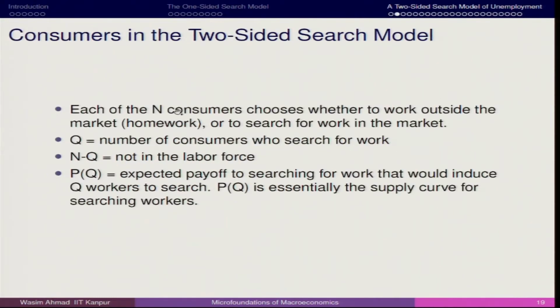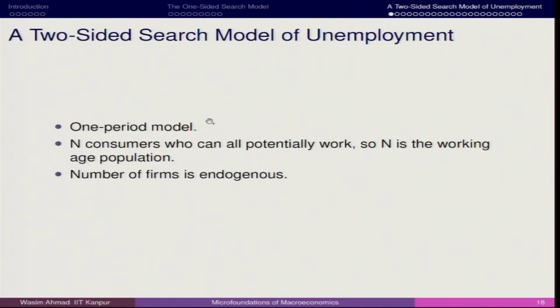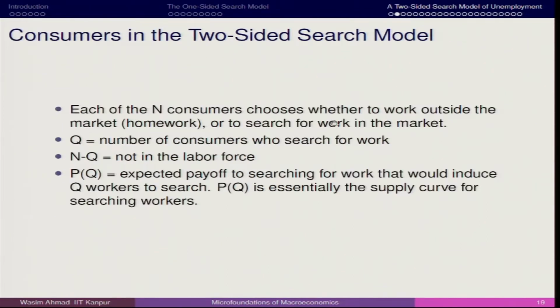So, each of the n consumers that we have, the working age population that I mentioned here, chooses whether to work outside the market, home work, or to search for work in the market. Here you have the Q, the number of consumers who search for work. So, let us talk about this Q.